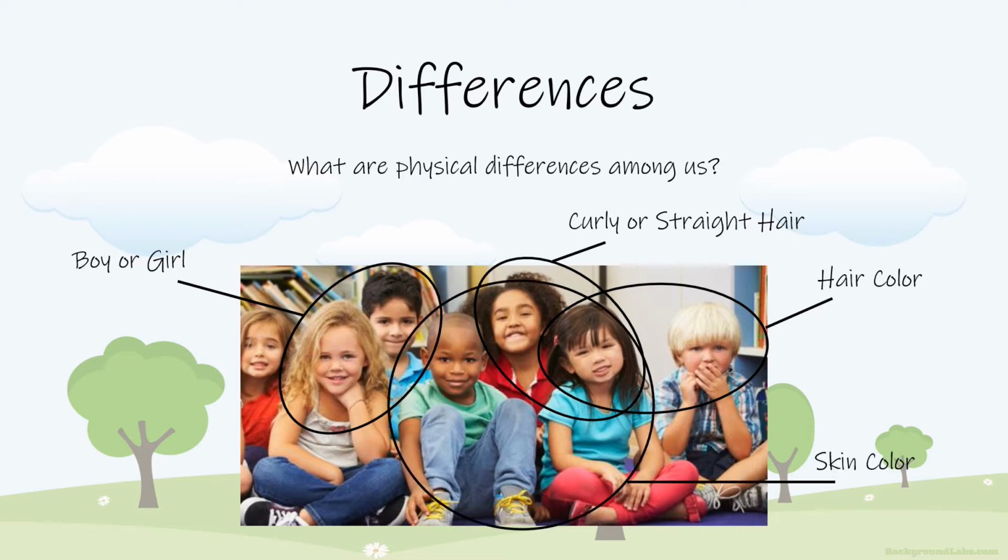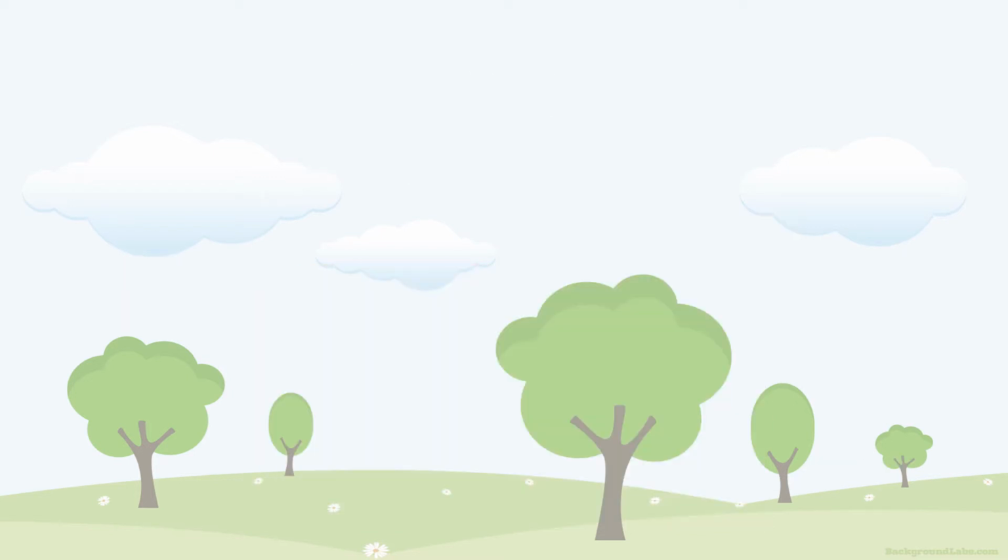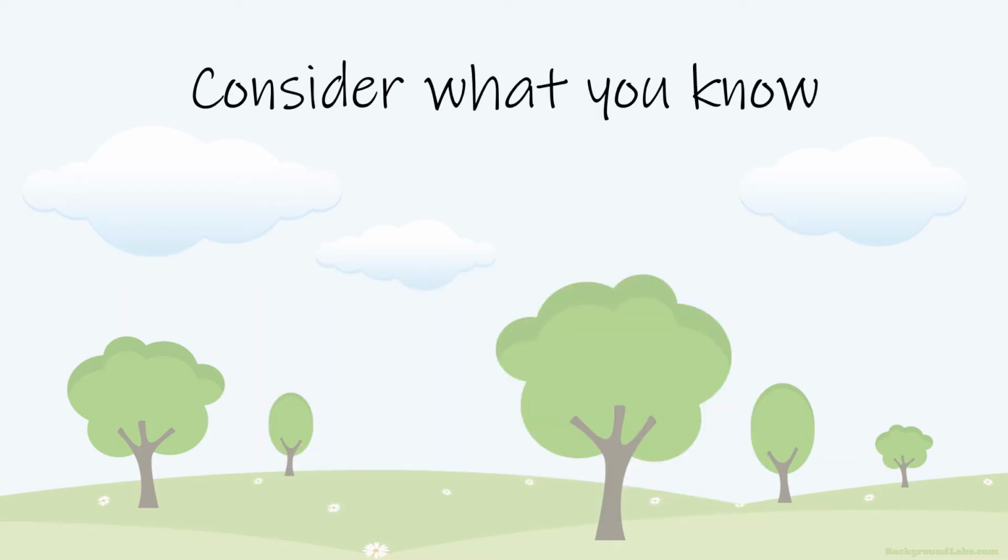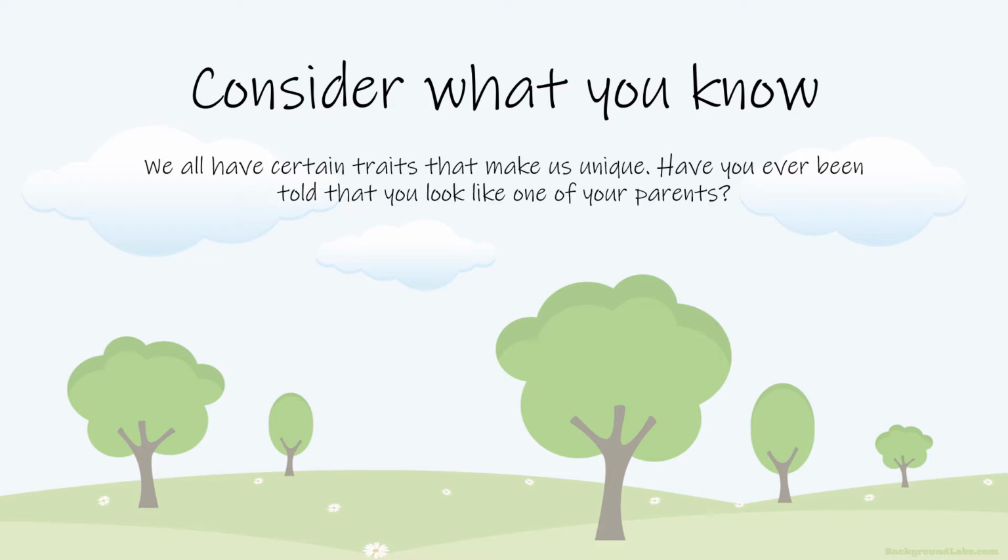Skin color is different also. Some people's skin color is black, some white, some tan, and multiple shades in between. Now that we've got our minds thinking about similarities and differences, consider what you already know. We all have certain traits that make us unique.